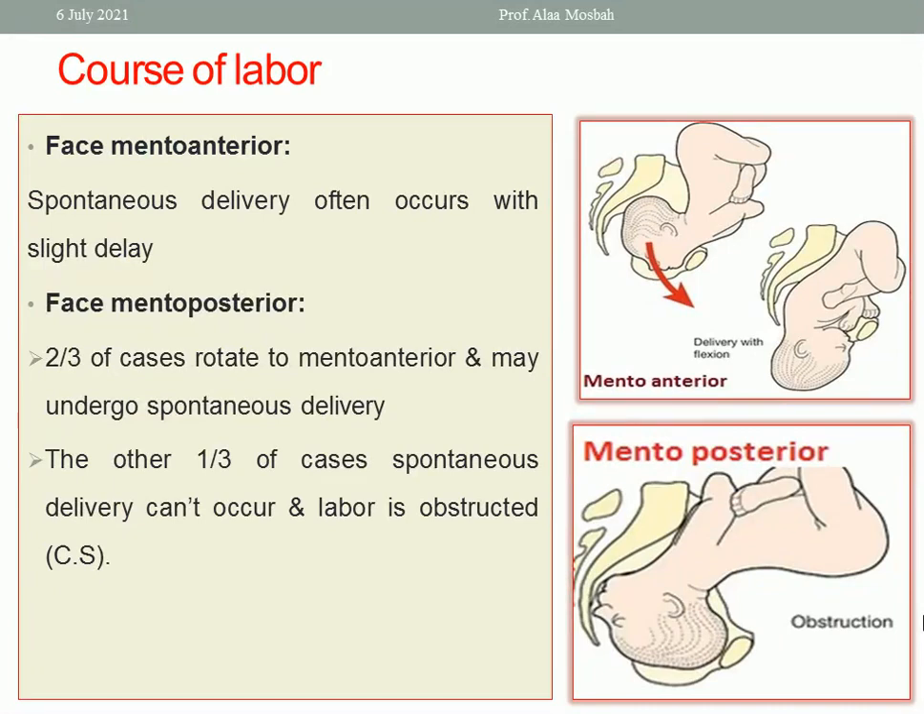In face mento-anterior, spontaneous delivery occurs with slight delay, but in face mento-posterior, two-thirds of cases rotate to be mento-anterior and may undergo spontaneous delivery as regards the course of labor. The remaining third will be persistent mento-posterior and is indicated for cesarean section.